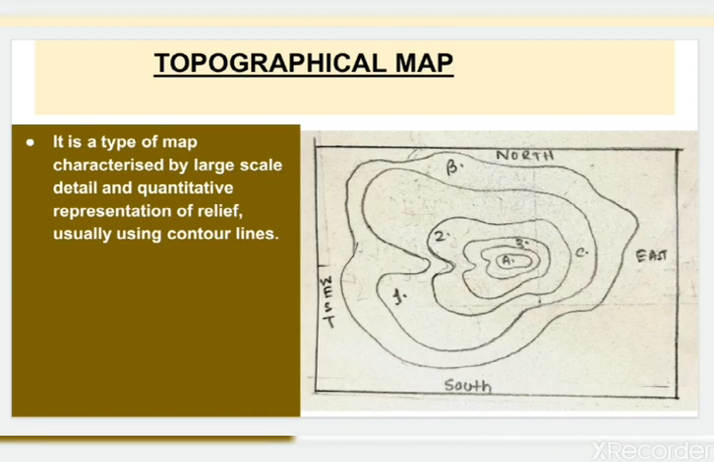Next, the fourth type of map is topographical map. It is a type of map that is characterized by large scale, detail and quantitative representation of relief, usually using contour lines. Remember, topographical map also shows socio-economic features of an area.